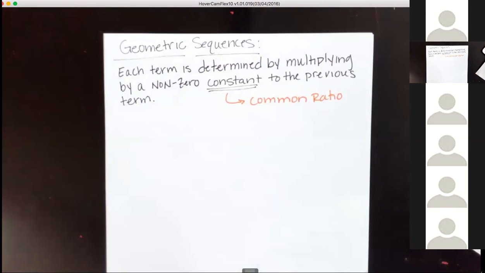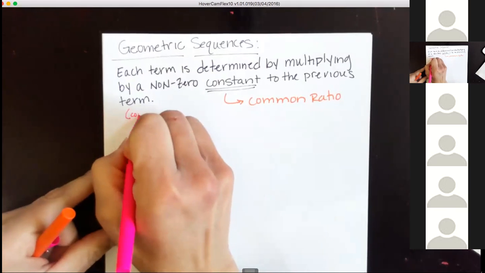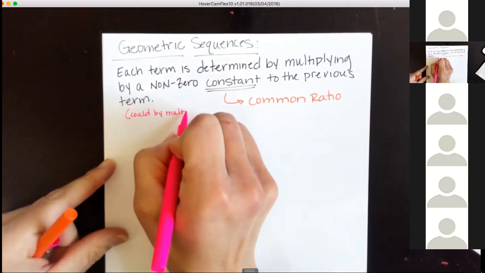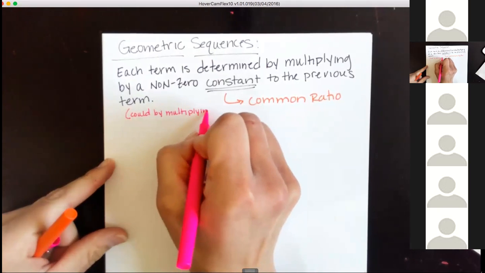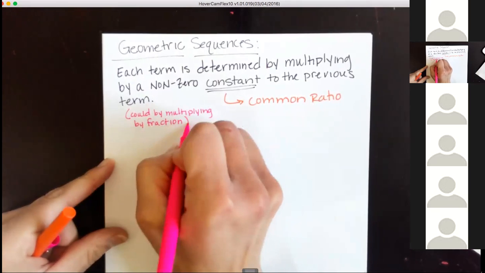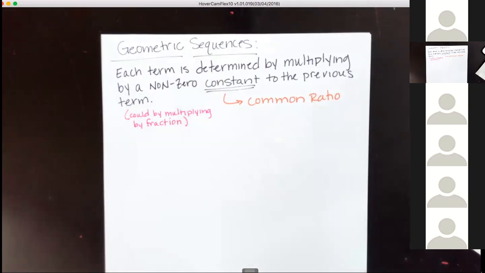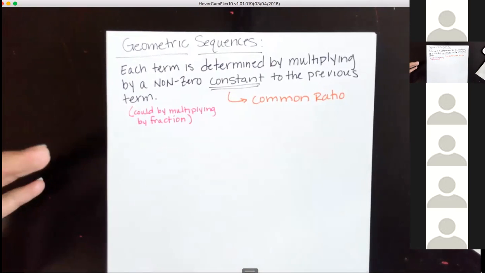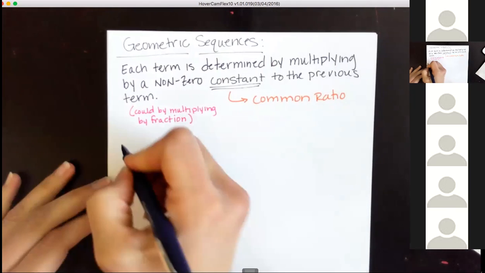Now remember, our multiplication could also be multiplying by a fraction. So that's how it might look like division. Again, it's all multiplication, but it would look like division. And I know some of the problems that I practiced had 2/3 coming up a lot. This is where checking for that common ratio is really important.